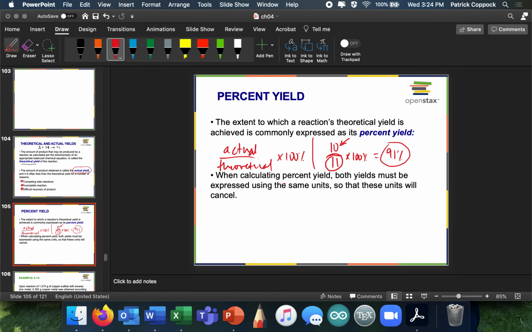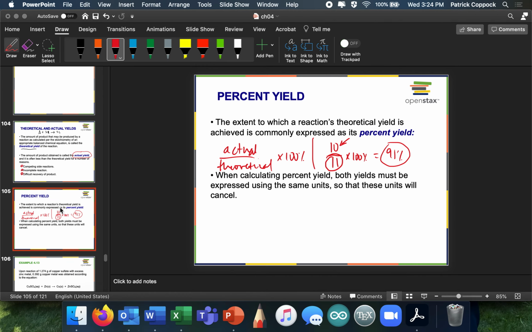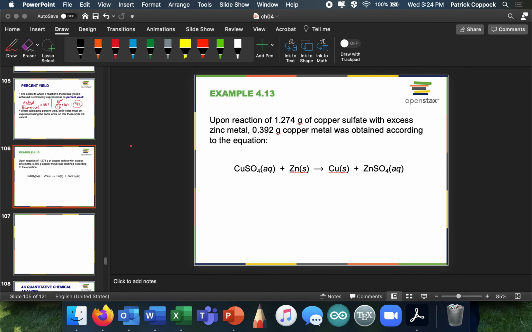When calculating percent yield, both yields must be expressed in the same units so that the units will cancel, right? So up here I had 10 sandwiches and 11 sandwiches. I might do grams per grams or moles per moles, right? Okay, so let's come and do an example. And I'm going to take this and let's set it up.